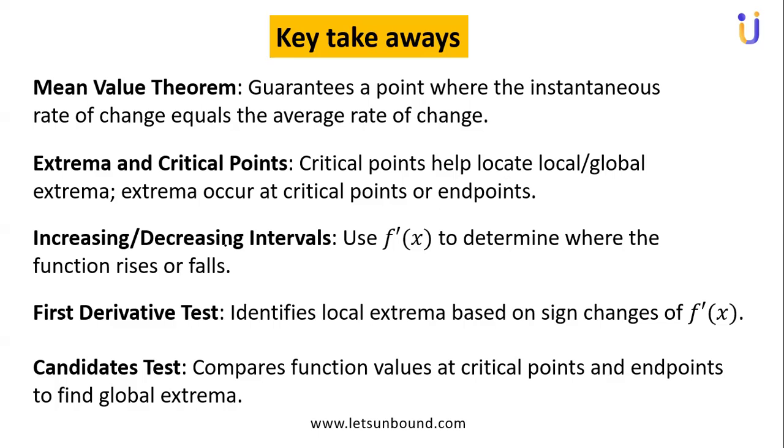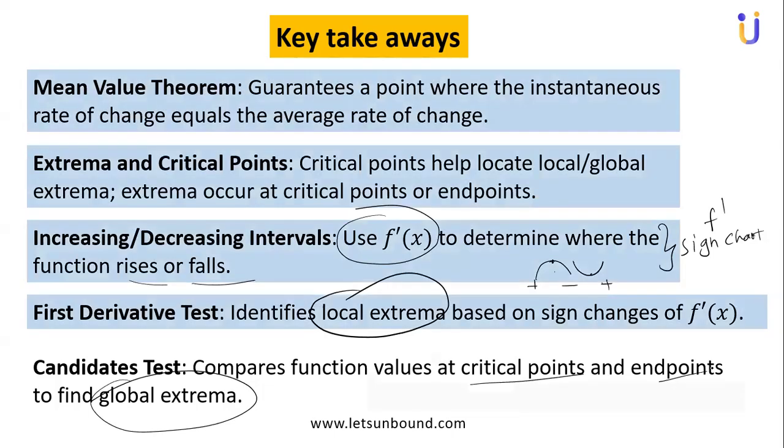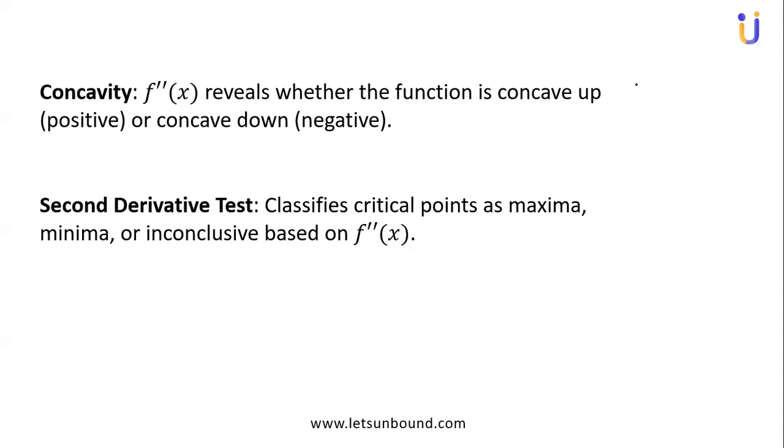That is for global extremes. For increasing and decreasing intervals, we have to use f dash of x, and we will determine whether the function rises or falls. So from here, the sign chart will work: increasing, decreasing, f dash sign chart. The first derivative identifies local extrema based on the sign changes, right? So positive to negative, negative to positive. This we did, maximum, minimum. The candidate test is yet to come. In this, we will take the candidates and plug them in to find global extrema, right? Who are the candidates? Critical points and endpoints. And concavity depends on the second derivative.